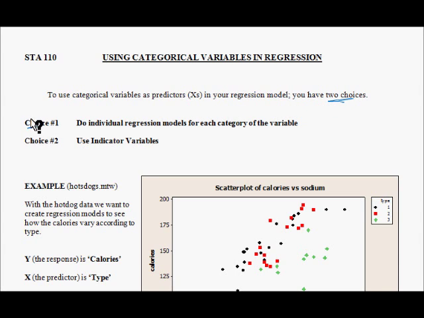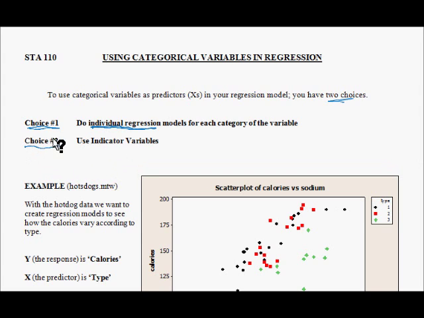The first choice. So choice number one, do individual regression models for each category of the variable. This is the easiest way, but it's actually not the best way. That's usually the way things work out, right? The easiest usually aren't the best. So we'll do that first, see it's relatively easy, we'll see how to do that. Then we'll do the better way.